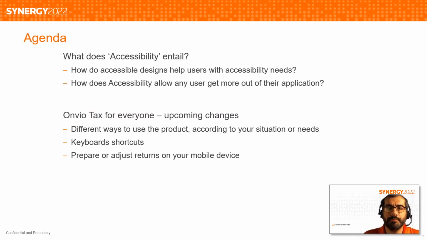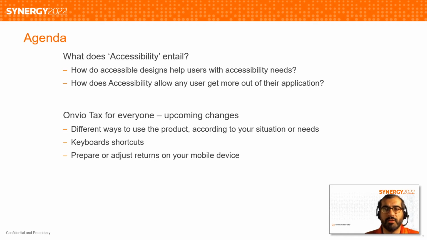So, on the agenda today, what does accessibility entail? We'll get into what accessibility really means. How do accessible designs help users with accessibility needs? And then we'll get into how accessibility allows any user to get more out of their application. With the first point, we're really talking about how we can help users with disabilities. With the second point, we're getting into the ergonomics behind the designs of things. More specifically here, the designs of, for example, different screen sizes that users might need to get their work done. And then we're just going to dive in and take a look at some examples.